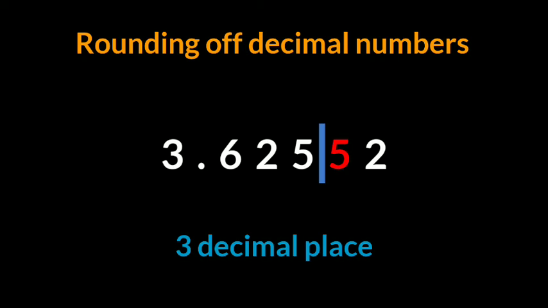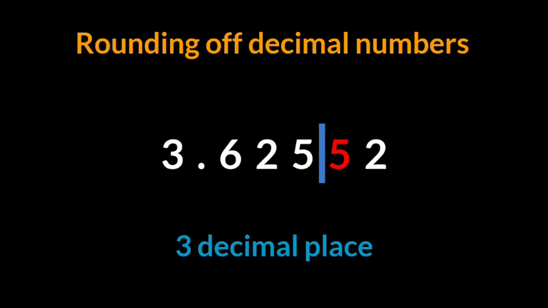Now, in this case of 3.62552, we've drawn our line after the 3rd number, because we're looking for 3 decimal places. We're rounding off to 3 decimal places. The number after that line in this case is 5. And the rule says round up the 3rd number if the 4th digit is greater than or equal to 5. Rounding up a number means to increase it by 1.